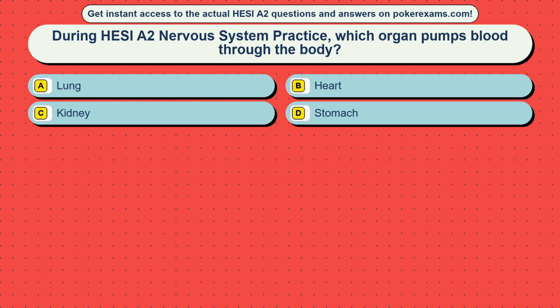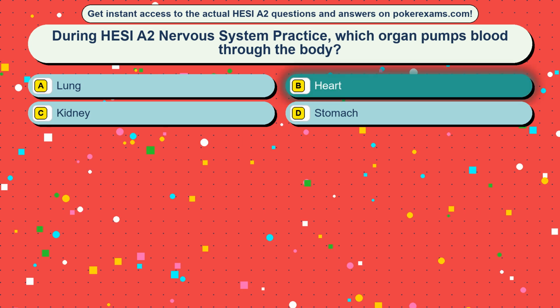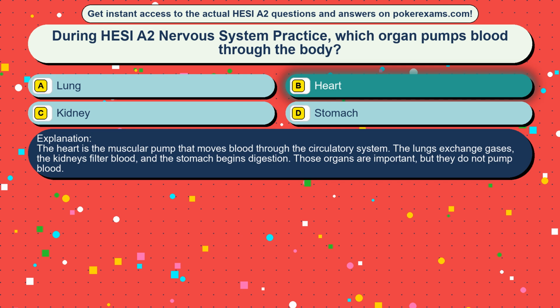Question 21. During HESI A2 nervous system practice, which organ pumps blood through the body? Option A, lung. Option B, heart. Option C, kidney. Option D, stomach. The correct answer is option B, heart. The heart is the muscular pump that moves blood through the circulatory system. The lungs exchange gases, the kidneys filter blood, and the stomach begins digestion. Those organs are important, but they do not pump blood.